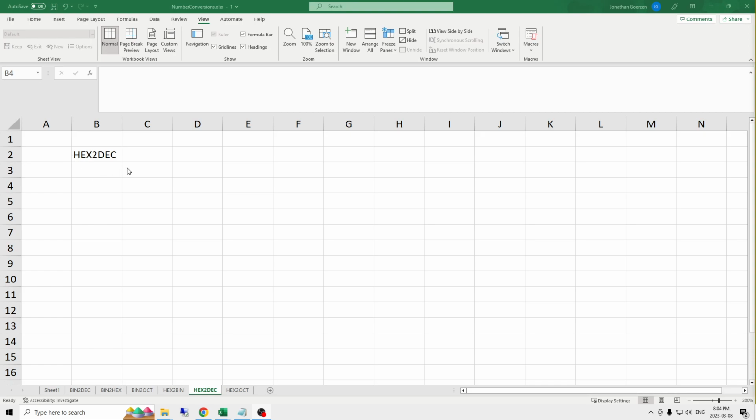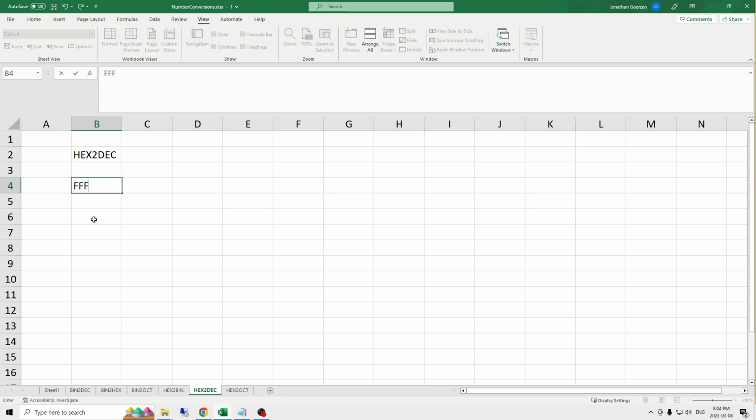The hexadecimal to decimal function is responsible for converting a hexadecimal value to a decimal value, or from base 16 to base 10. And let's take a look at how that works.